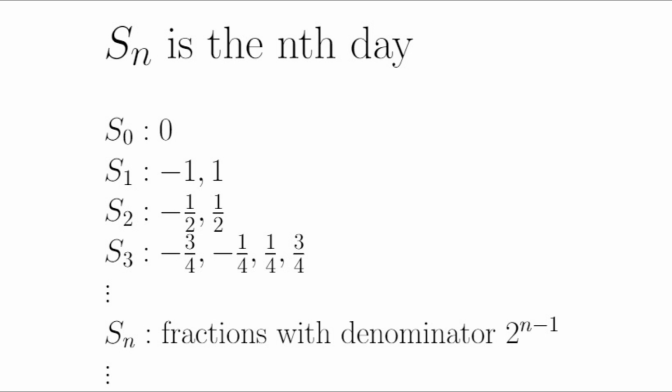And in general, on the nth day, we get the fractions with denominator 2 to the n minus 1, and of course the natural numbers n and negative n. There's a special name for these types of fractions. We call them the dyadic rationals, or the dyadic fractions. In other words, rational numbers that can be expressed as fractions where the denominator is a power of 2.